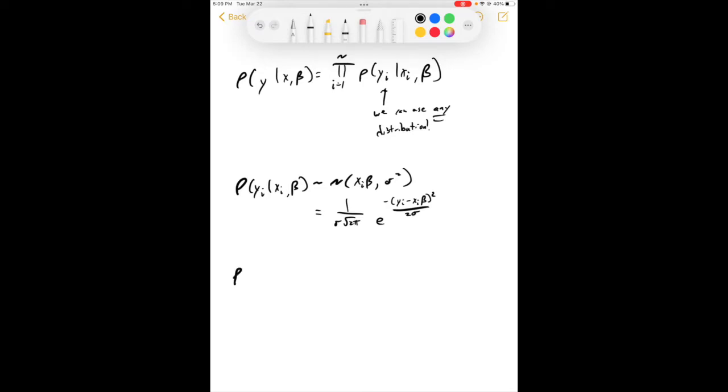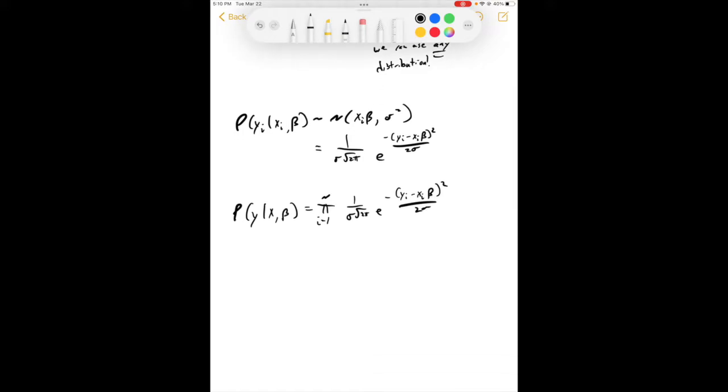So our probability altogether of all the y's given all the x's and beta is going to be the product from i equals 1 to n of 1 over sigma square root of 2 pi, e to the negative (y sub i minus x sub i beta) squared over 2 sigma. Now what makes this hard, okay, we want to maximize this. And what we'd like to do in order to find a maximum is to use the first derivative. But what makes it hard is this product right here.